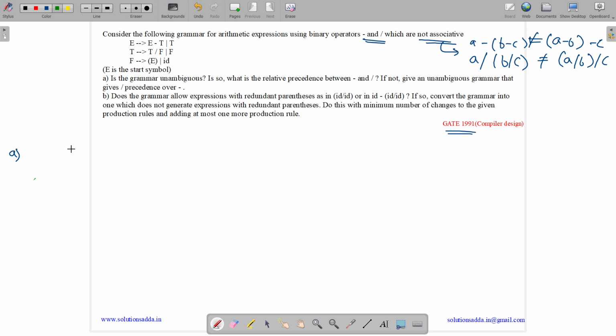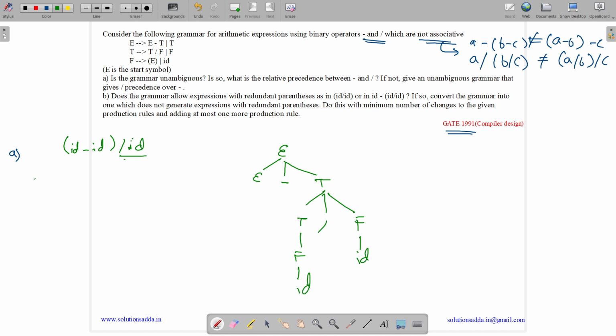Let us take a string like id minus id divides id. Let us try to generate the parse tree for this. So we have E implies E minus T. Then we have T implies T divides F. Then we have T implies F, F implies id, F implies id. So this part is done. No, here we are generating a wrong thing. So let me try to redo it.